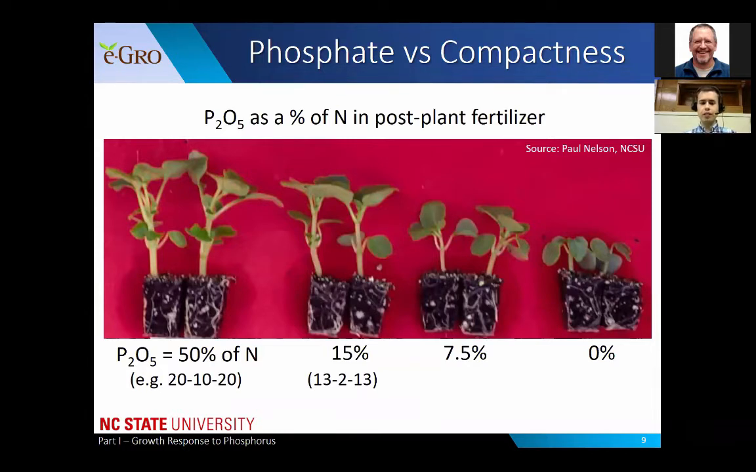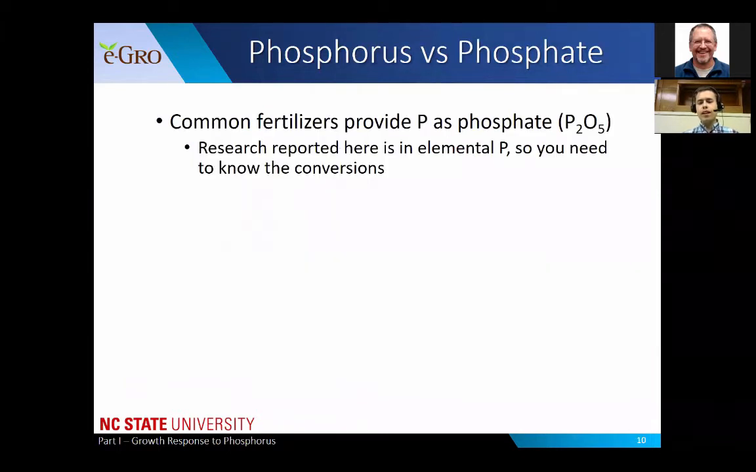And you can see that this has a very significant effect on the overall height and specifically the internode stretch of these plugs. And now, while we're on the topic of phosphate versus phosphorus, I just briefly want to go over some of the conversion factors. So common fertilizers provide phosphorus as phosphate, P2O5. However, my research reported here is in elemental phosphorus, so you need to know the conversions. Also, many other studies report in elemental phosphorus as well, so it's really good to not get these two confused.